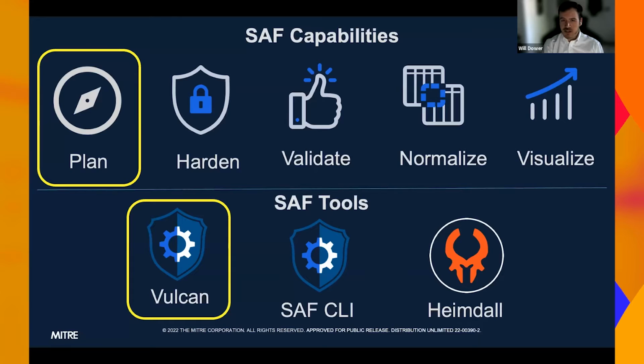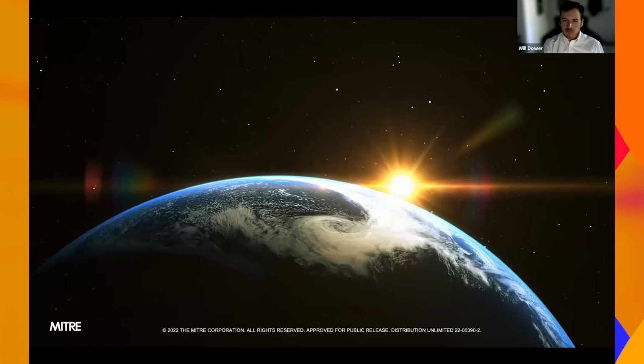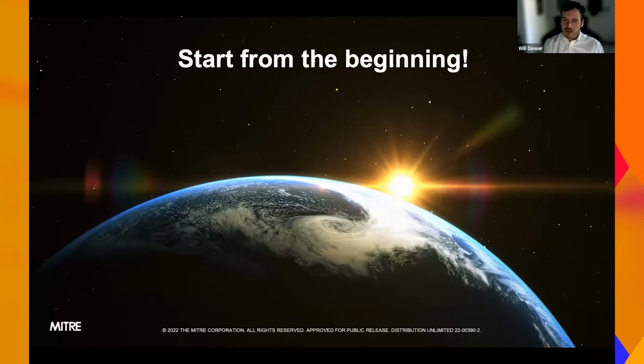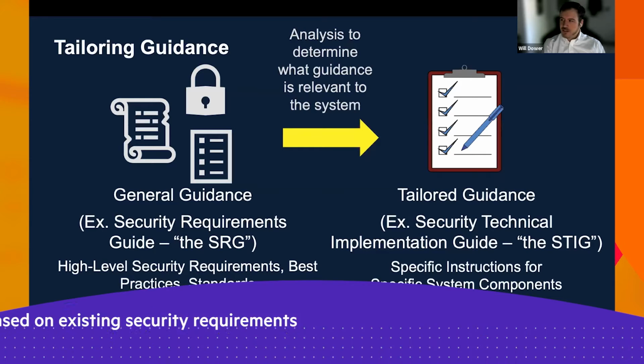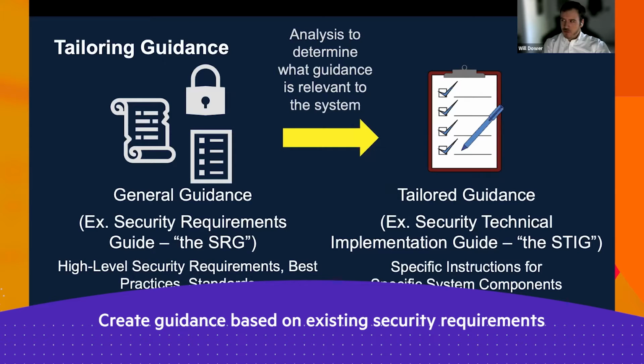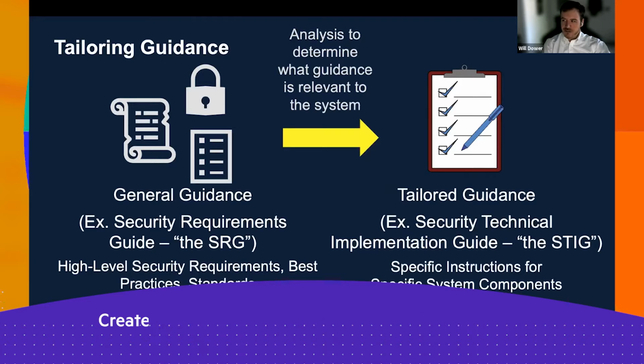So what we often see on the SAF team is that many of our sponsors are working in spaces where the guidance hasn't been written yet, and we, as the security engineers, have to help them create it. So how do you create guidance? Well, we're going to need to start from the beginning. As a great scientist once said, if you wish to make an InSpec profile from scratch, you must first invent the security guidance document. Carl Sagan said that. I think I might be paraphrasing. Anyway, we create guidance by distilling down existing high-level requirements, best practices, and standards into specific instructions for specific systems.